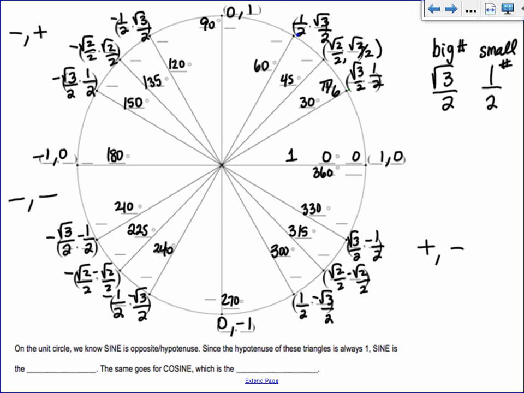So I have 0. I have pi over 6. I have 2 pi over 6, which is pi over 3. 3 pi over 6, which is pi over 2. 4 pi over 6, what's 4 pi over 6? 2 pi over 3. Then I skip the one in the middle. 5 pi over 6. 6 pi over 6 is just pi. Right, 1 pi. 7 pi over 6. 8 pi over 6 is what?